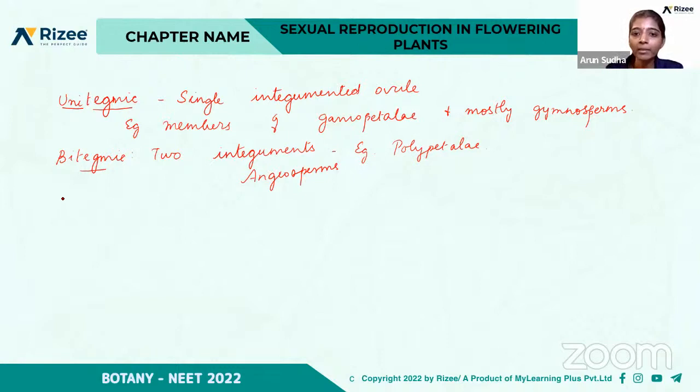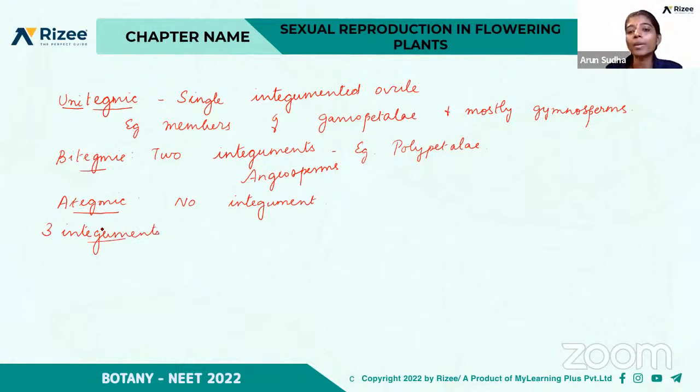And ategmic. What do you mean by ategmic? If there is no integument, or integuments are absent. And in rarely some cases, they are surrounded by three integuments. So based on the number of integuments that are present, there are different types of ovules.